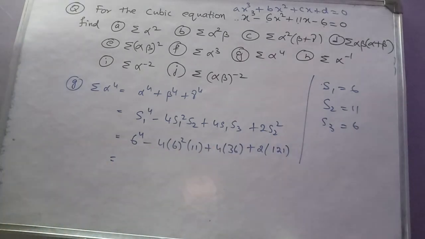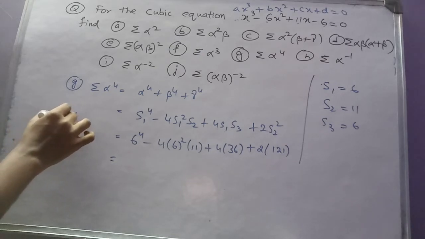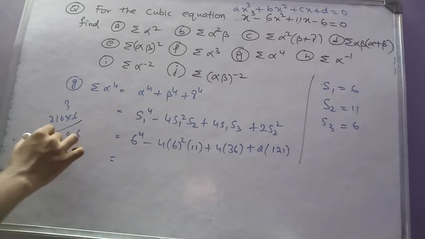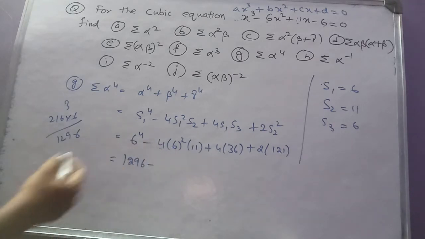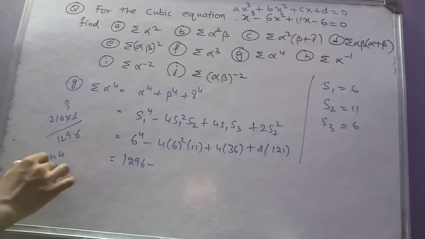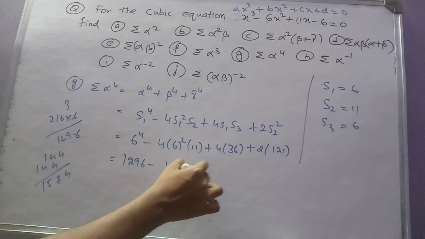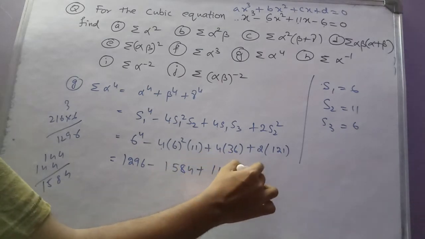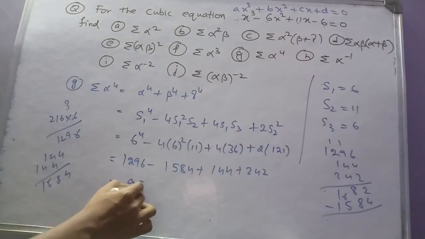So 6 power 4, what is 6 power 4? Is it 1296? Please check it. 216 into 6. Yes, 1296 minus 36 fours are 144 into 11. 144, 144. You get 1584. Plus this is 144 and this is 242. So add these numbers, you'll get your answer. So I hope you got 98 as your answer.